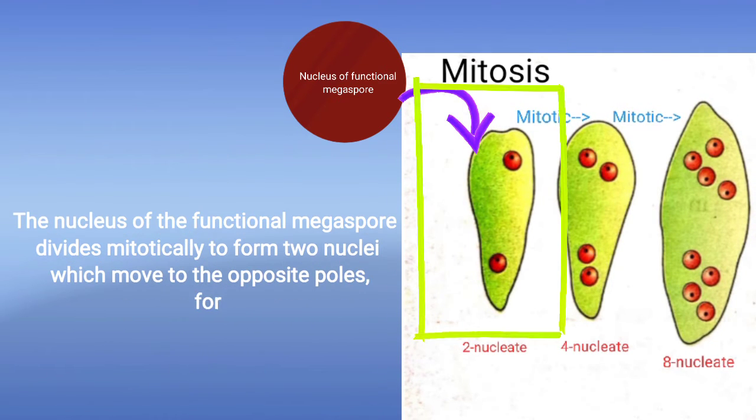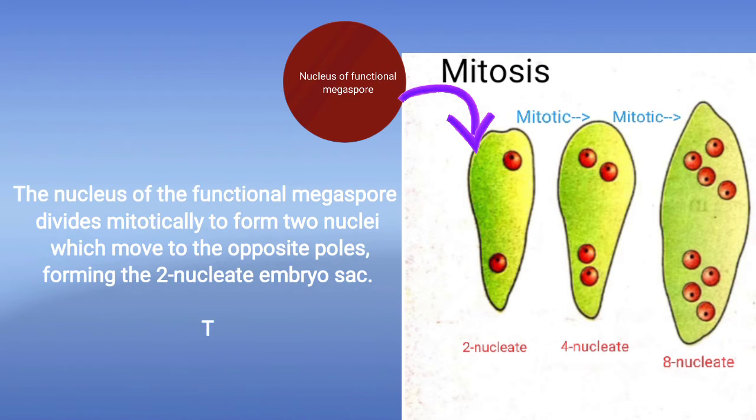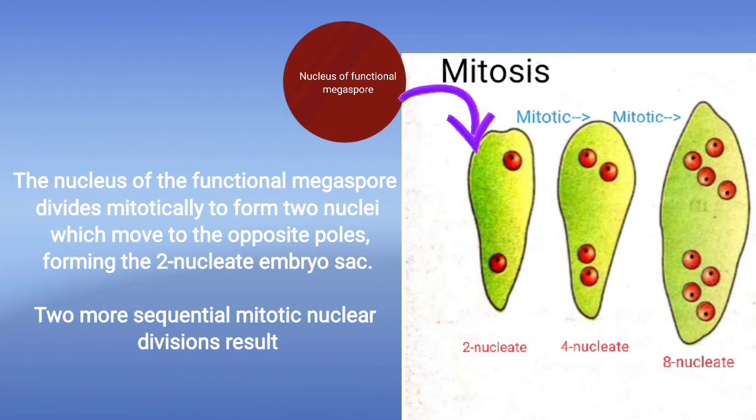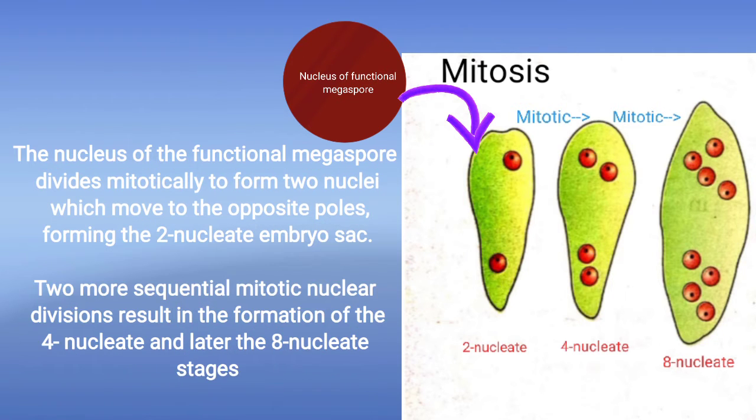As you can see in this first diagram, there are two nuclei, so it is known as the two nucleate stage. Both nuclei are at the opposite poles. Two more sequential mitotic nuclear divisions result in the formation of the 4 nucleate and later the 8 nucleate stages of embryo sac. After the two nucleate stage, these two nuclei again undergo mitosis, and each gives two daughter nuclei, so 2 plus 2 we get 4 nuclei. So it is called the 4 nucleate stage.